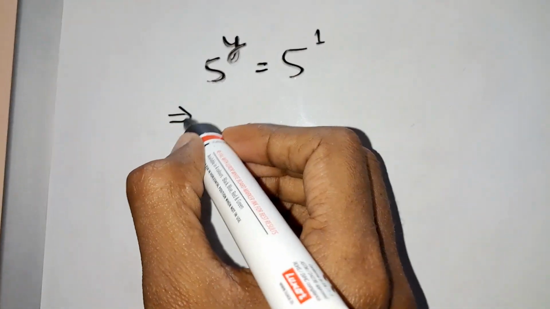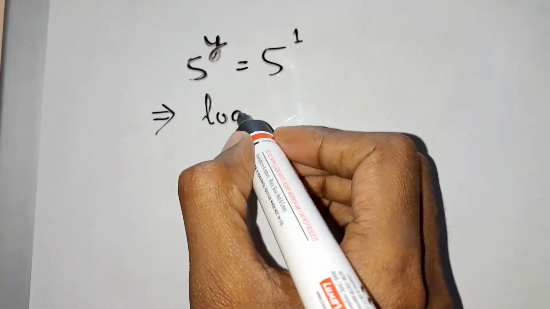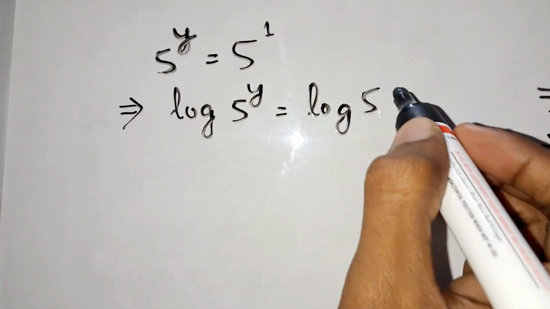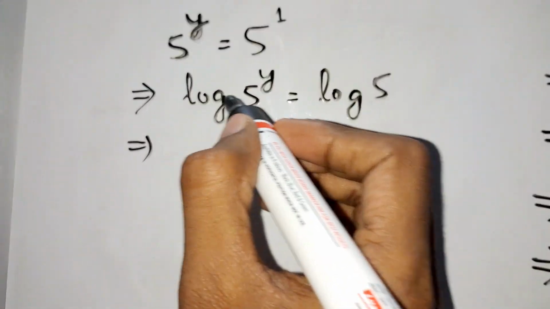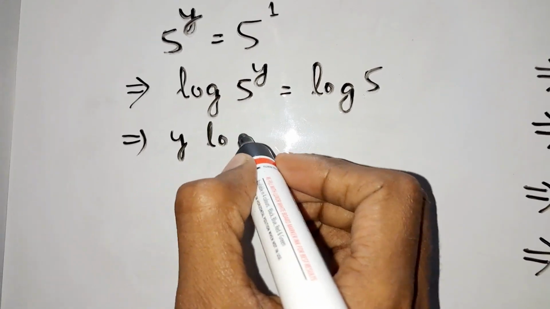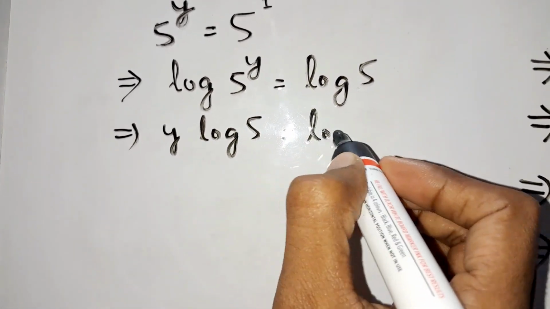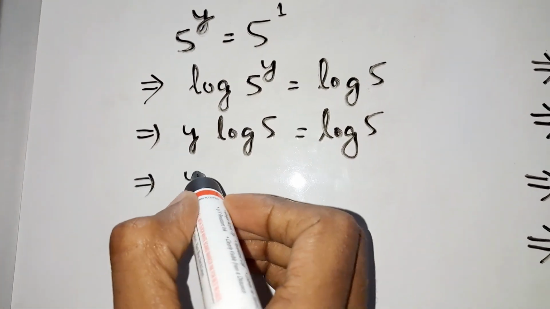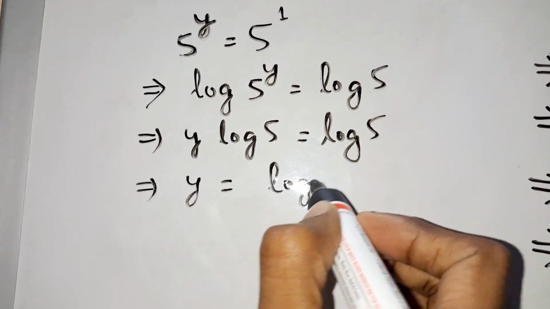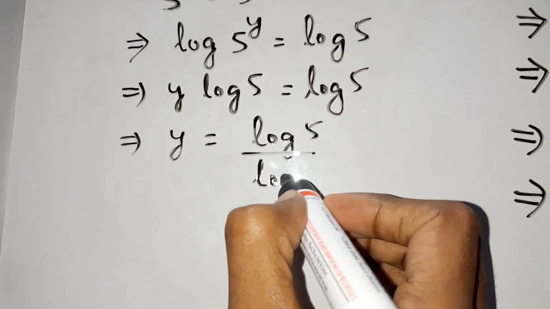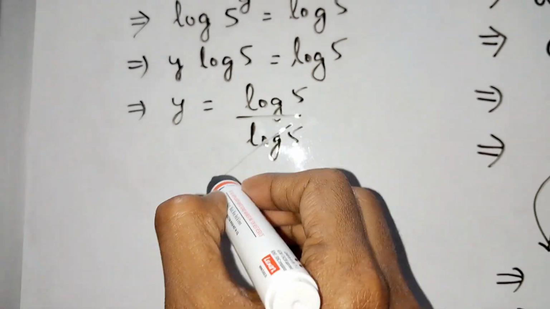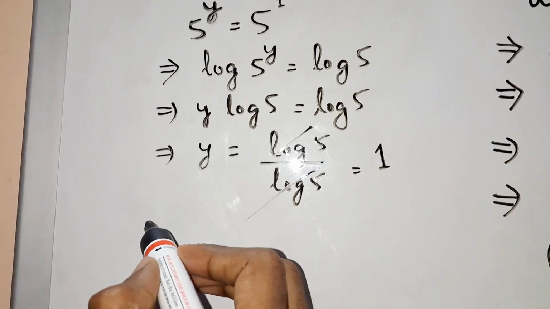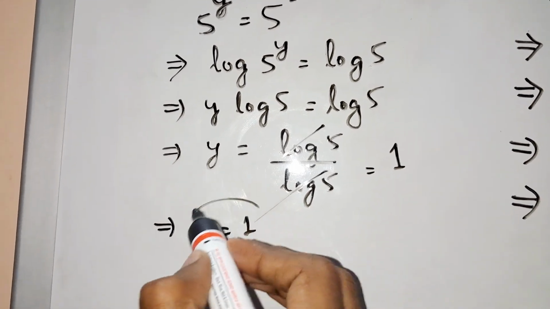But as a procedure, we can take the natural logarithm on both sides. And since log a to the power b is b log a, we can write this. Okay. And from which we can find y is nothing but log 5 divided by log 5, and it is nothing but 1. Okay, so we got y as 1.